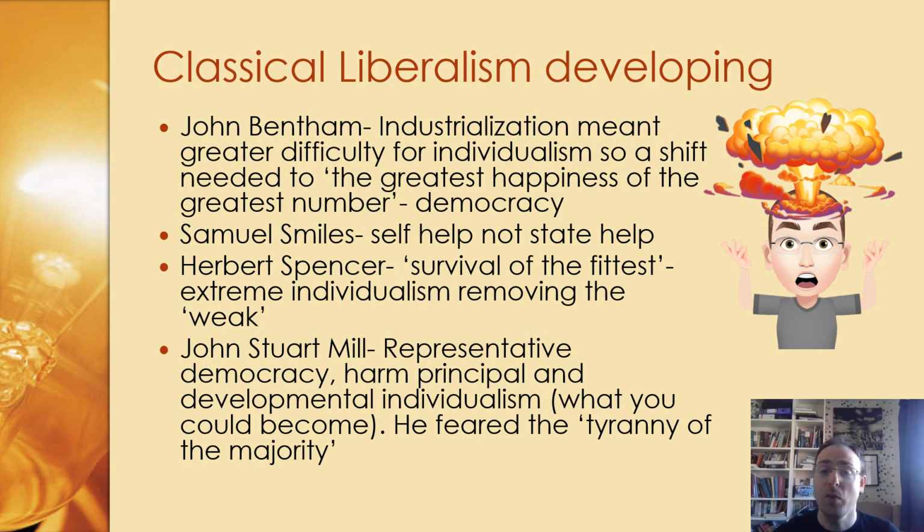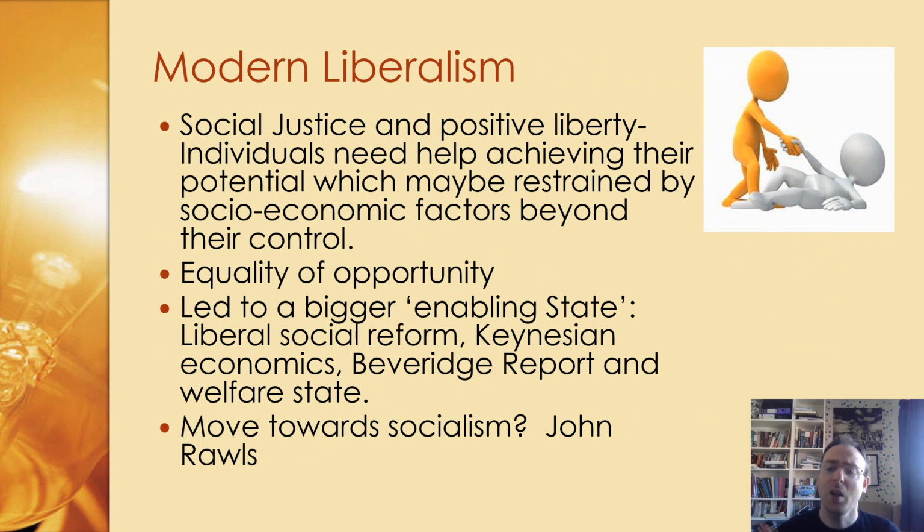Right. So if we move on then, we're going from the classical stage into the modern stage. Now, there is an argument in here that there's quite a significant clash between these two forms of liberalism. Now, in terms of the basic ideas of liberty, modern liberals talk more about social justice and an idea of positive liberty rather than the negative liberty of classical liberals. Again, it's about individuals achieving things, but it says, well, look, actually, a lot of people fail to achieve their potential because they are restrained by socioeconomic factors, things that are beyond their control.